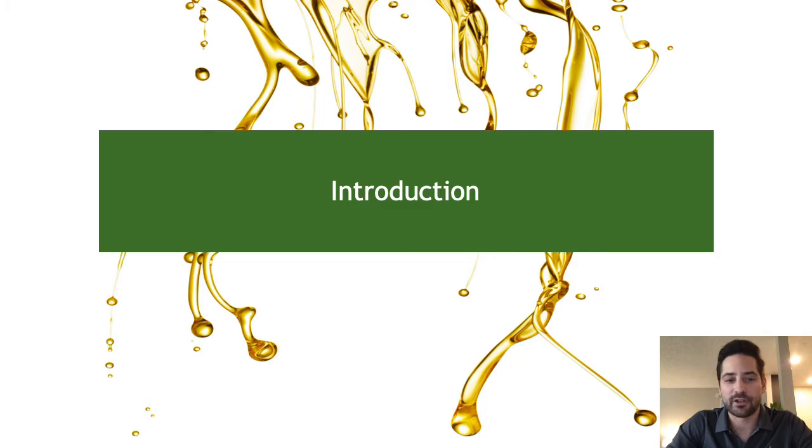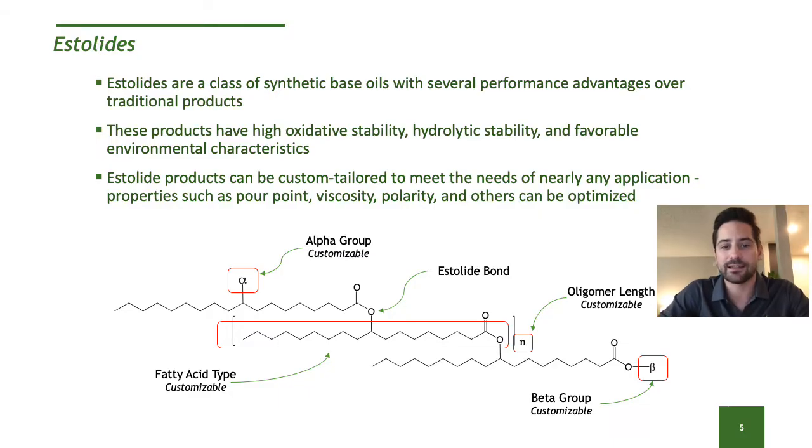So first, just a quick introduction to estolides. Estolides are oligomers of fatty acids. They're a class of synthetic base oils. They have several advantages over traditional products. They have high oxidative stability, high hydrolytic stability, and also good environmental characteristics such as biodegradability, low toxicity, as well as low potential for bioaccumulation.